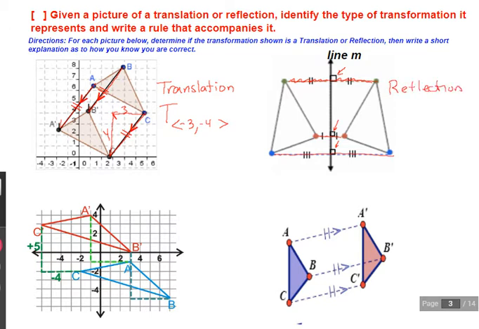In terms of the rule, we use big R, and then what goes in the space is going to be the line of reflection. We don't have an equation because it's not on the grid, but we can say it reflects over line M, and that's just as good.